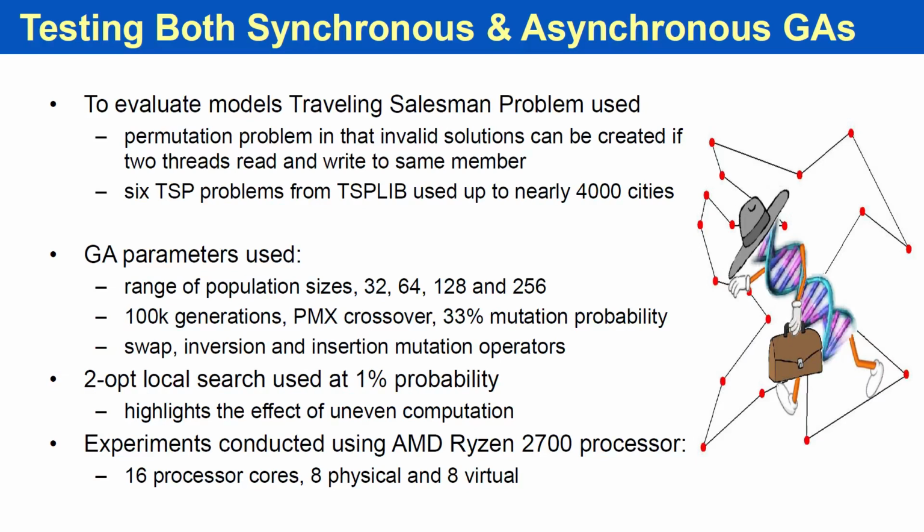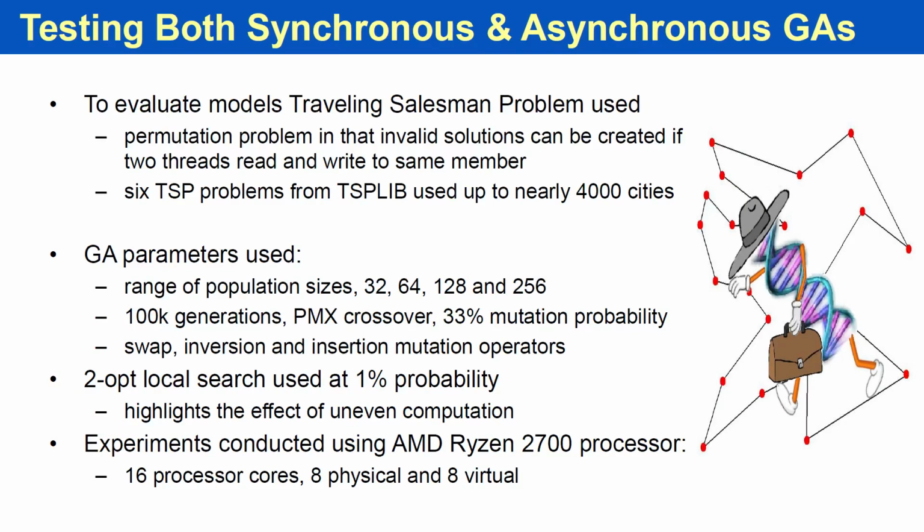And the experiments will run on an AMD Ryzen 2700 processor. This has 16 cores on it, although only 8 physical, so only 8 real ones and 8 virtual ones, but these allow basically when a thread stalls because it needs memory, another one can take over control of the processor core while it's waiting for the memory fetch.